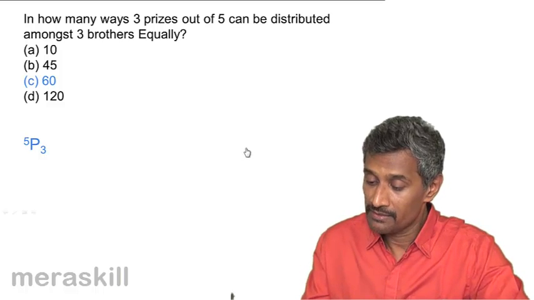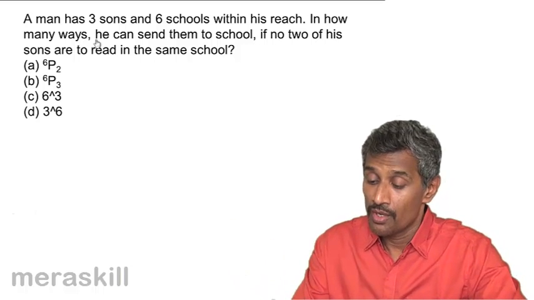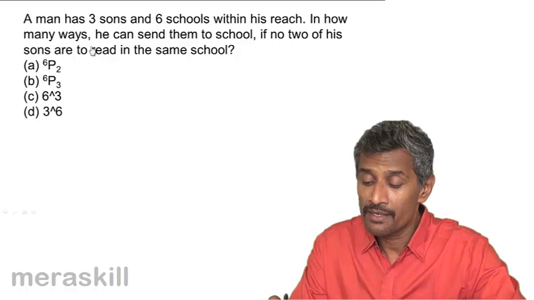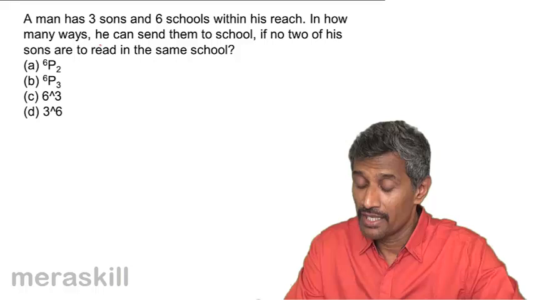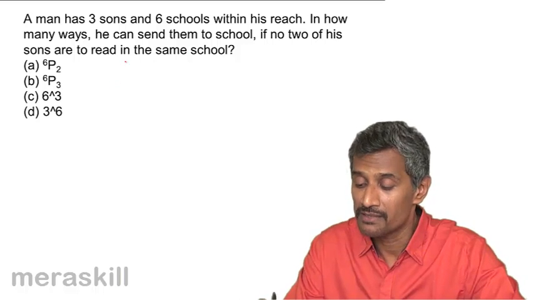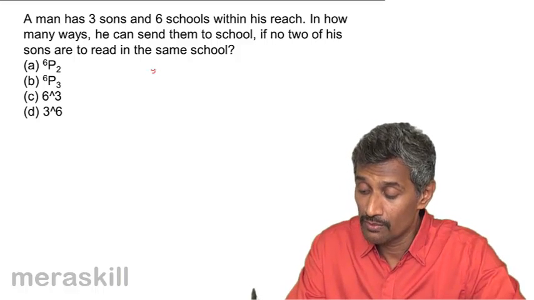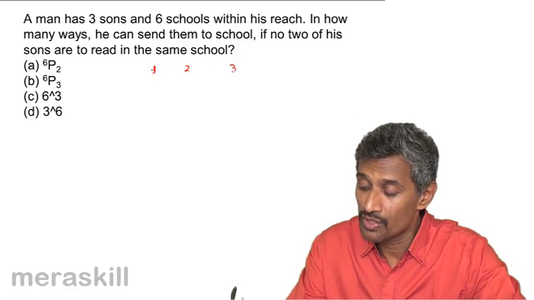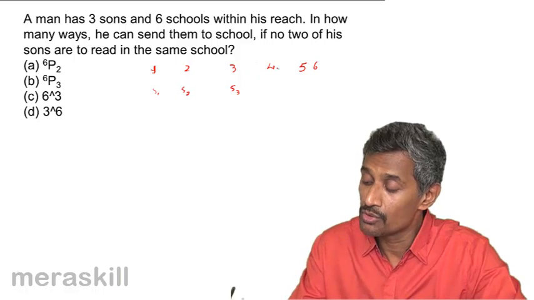Okay, then, so now the next one has it this way. A man has 3 sons and 6 schools within his reach. In how many ways can he send them to school if no 2 of his sons are to read in the same school? Which means that each of them goes to a different school. So there are 6 schools: 1, 2, 3, 4, 5, 6. And he has got son 1, son 2, son 3. So each one goes to a different school.